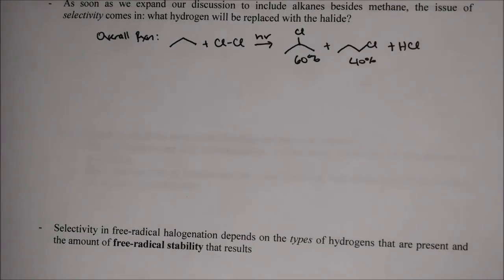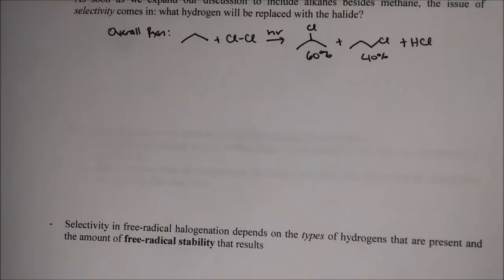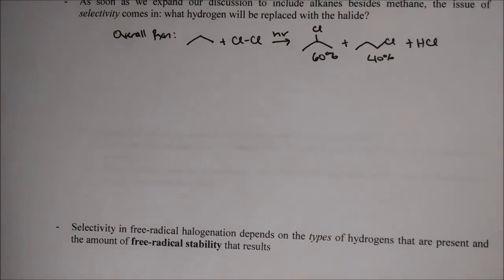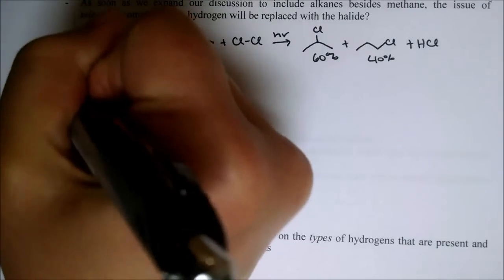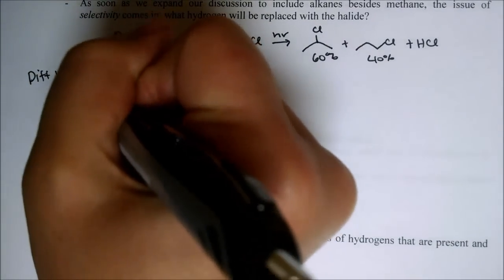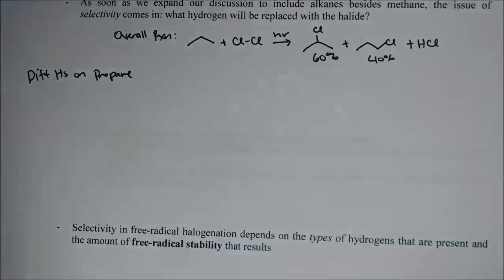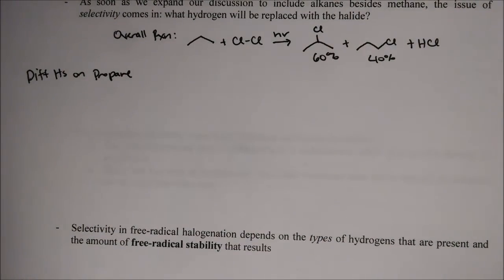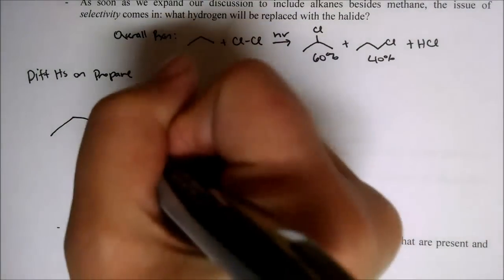So why do we even have more than 1 product? The truth is, it's because we actually have different hydrogens on propane that can react. Different H's on propane. How are they different? It's the type of carbon to which they're bound. So here's a big old drawing of propane.